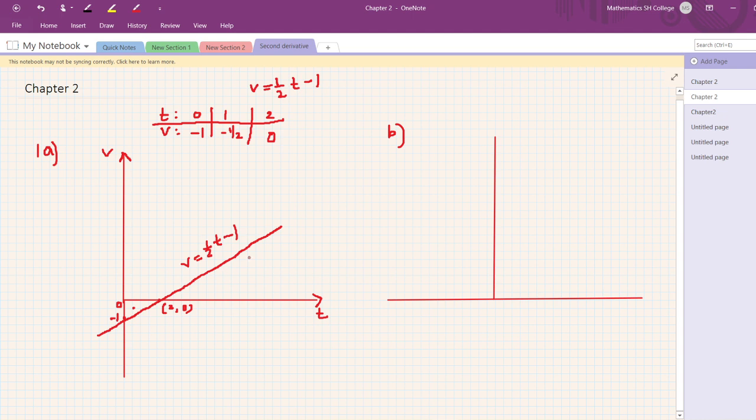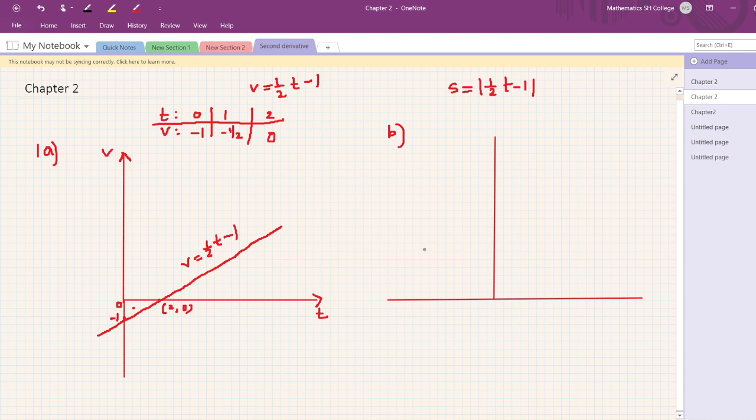Now next, for part B, we have to plot the modulus. So we have to plot speed, and speed is nothing but modulus of half t minus 1. Modulus means the negative part will not come. You will get only the positive part. So in the velocity graph, from here onwards it was negative. This is the positive v-axis, this is negative. So this part will not come and it will move to the upper part.